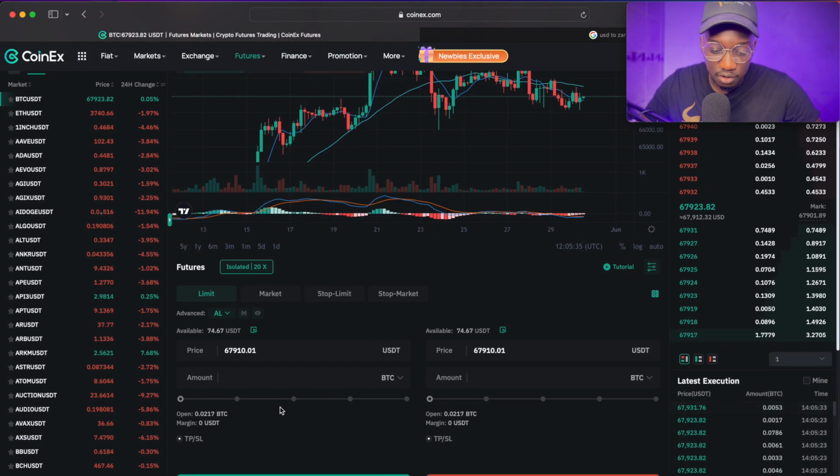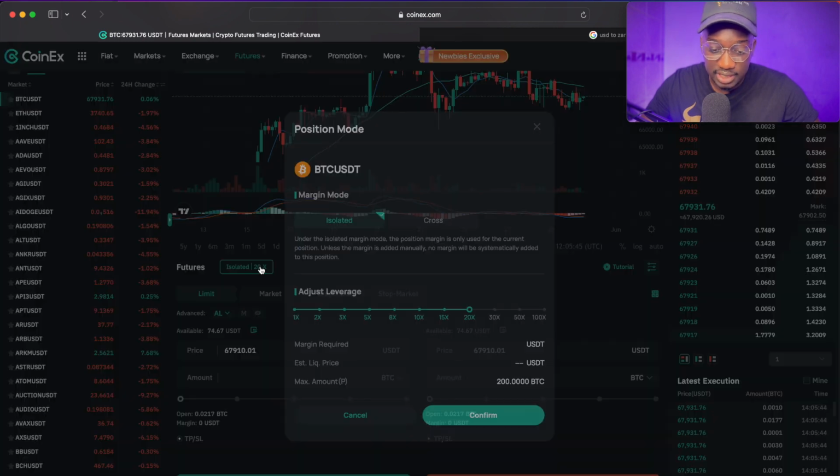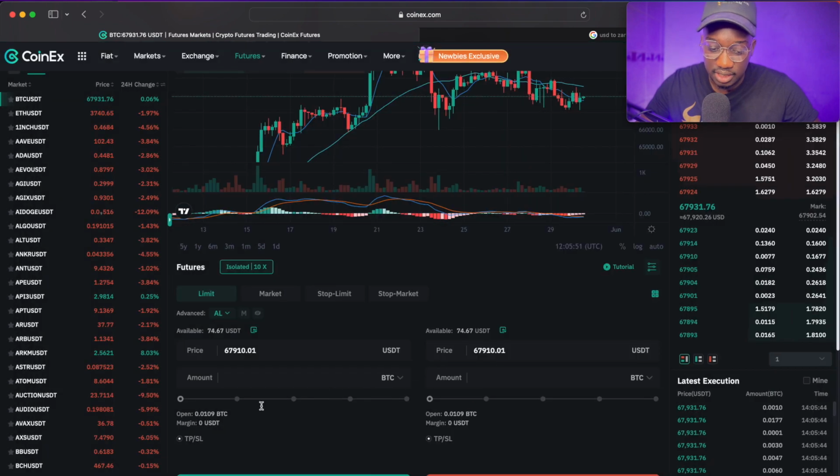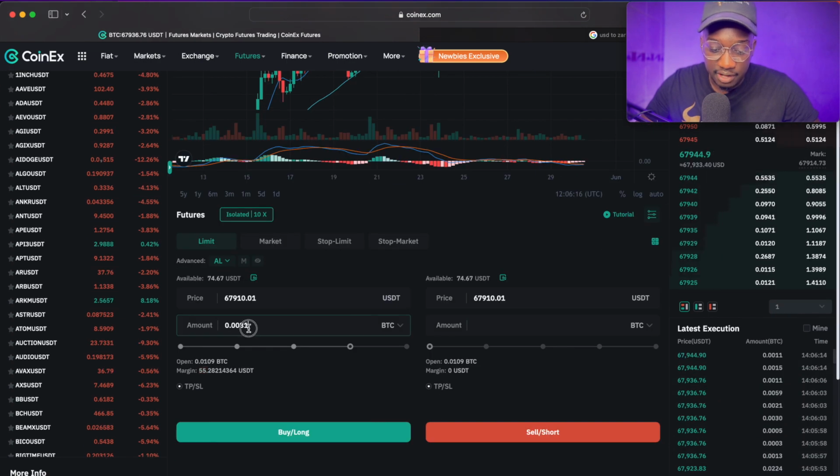So right now let's go for long, and right here I can just put the amount that I'm willing to put in this position. So you can see that I've got like 74 USD, and this is 20x isolated. Let's put it at 10x. You know what I mean? We don't really have to expose ourselves to risk. So I'm just gonna use, let's say like 72% of my available amount in my wallet. You know what I mean? And this is the value in BTC, and this is my entry price.